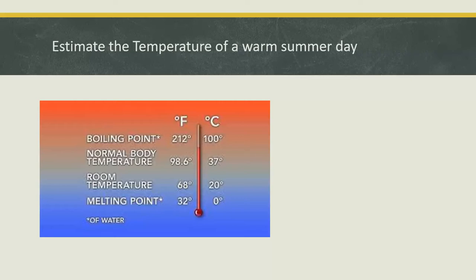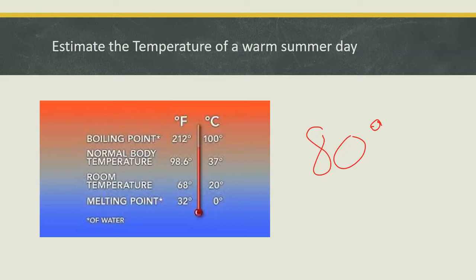In Minnesota, it's uncommon for us to hit 100 degrees. It doesn't happen very often. Typically, you might have 1 or 2 days per year. So we're probably going to be below 100. On a nice summer day here in Minnesota, an average temperature is about 80 degrees.